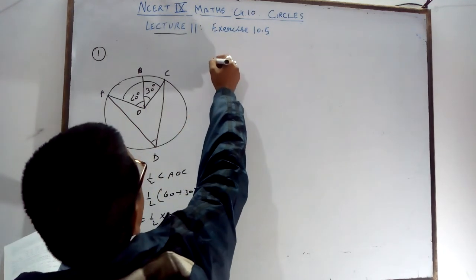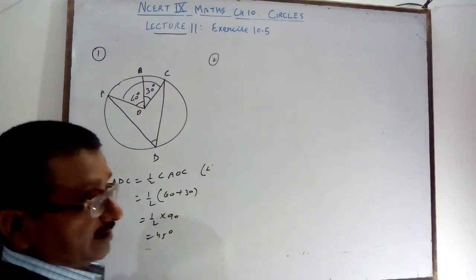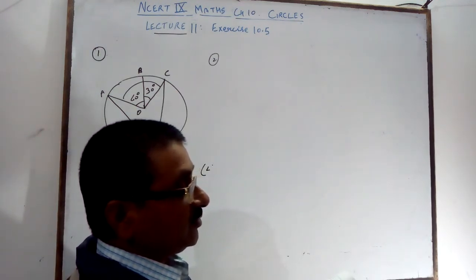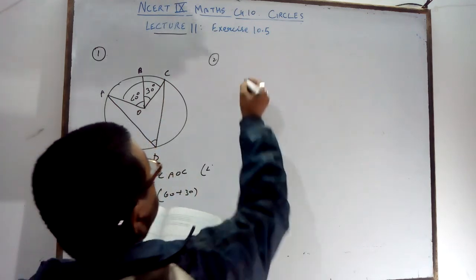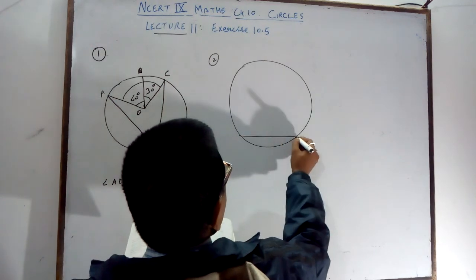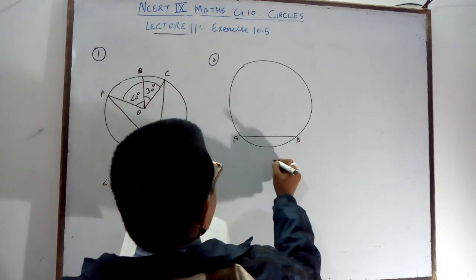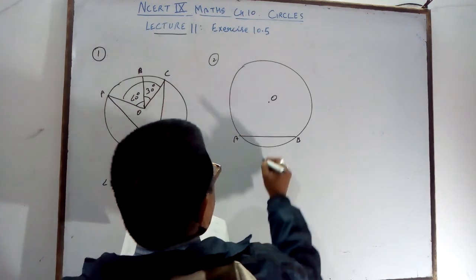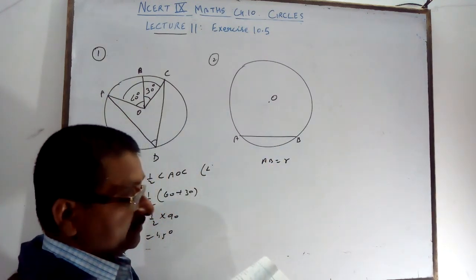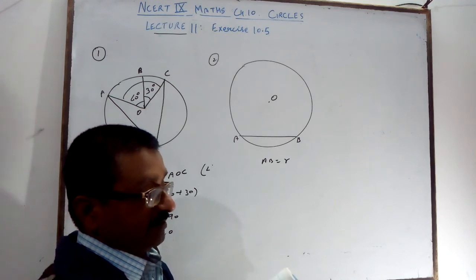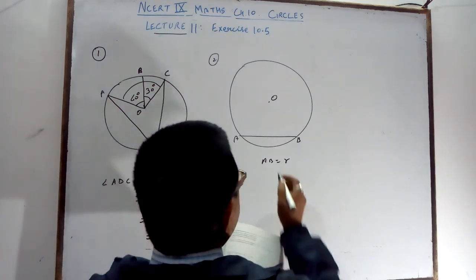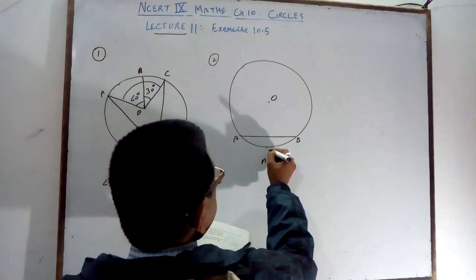Question number 2 is given. A chord of a circle is equal to the radius of the circle. In the figure, AB is equal to the radius. Find the angle subtended by the chord at a point on the minor arc AB.